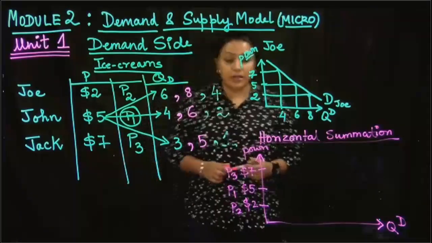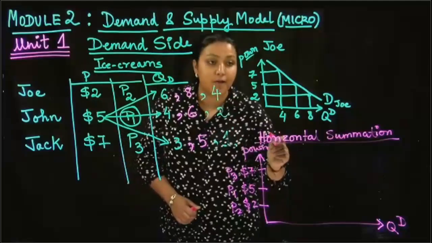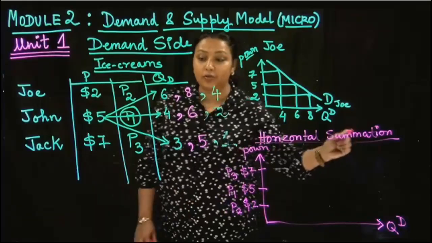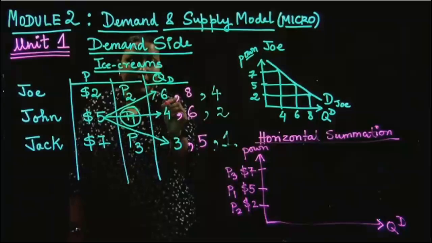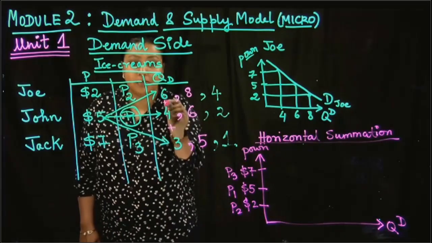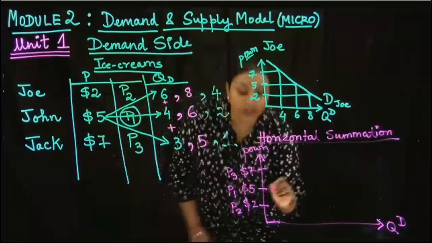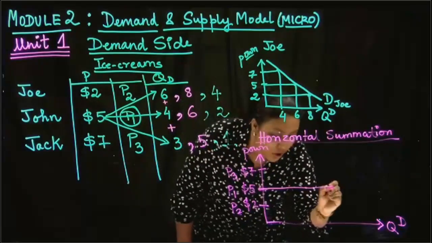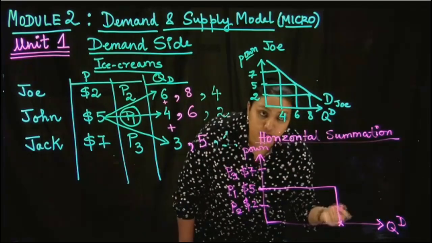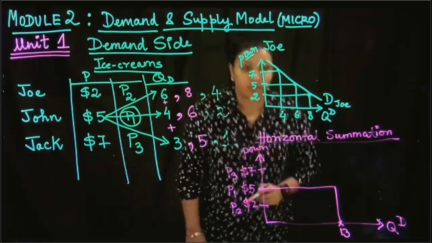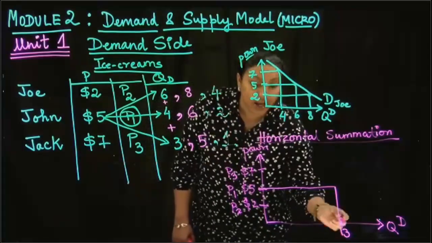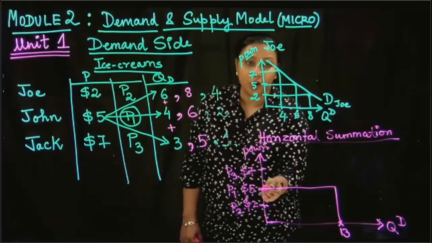Now please note that at $5, if I horizontally sum up the demands of all three individual buyers, what I really get is 6 plus 4 plus 3, that is 7 plus 6, which comes up to 13. That means at $5 the quantity demanded in the market by all buyers of ice cream is 13. So Joe, Jack and John together demand 13 ice creams at the price $5.